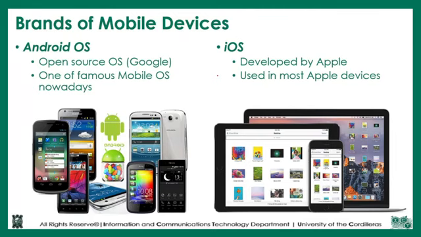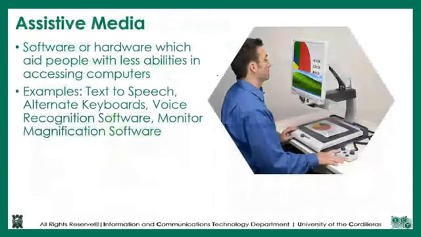We have Android, obviously handled by Google. You can find it on pretty much most phones today: Oppo, Vivo, Samsung, Huawei, HTC, and so on. And iOS developed by Apple exclusively for Apple devices, in other words, the iPhone and the iPad, and their other variants. We also have assistive media.